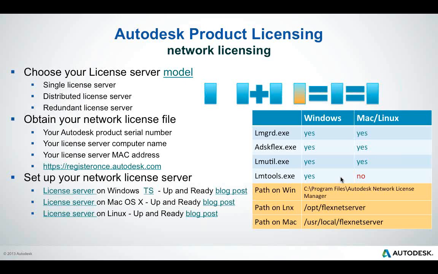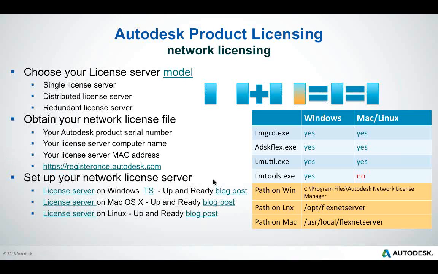So to set up a license server, again, whether it's Windows, Mac, or Linux, you need to have your serial number, your system name, like the computer server name, and the MAC address of your license server. Then you need to obtain the license file through Autodesk. You can open a case through Subscription Center, or you can go yourself to online tools such as registeronce.autodesk.com. We can see a link on the screen. It will let you log on to the specific site to generate your licenses.